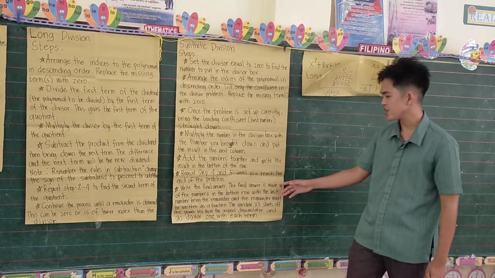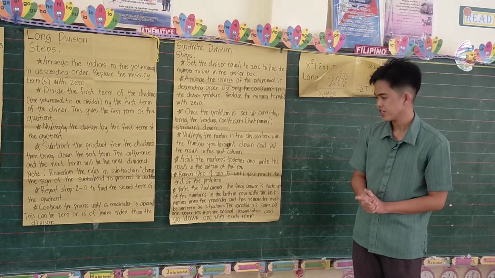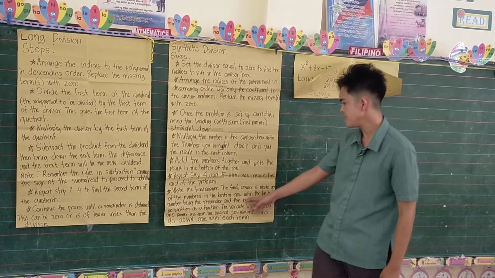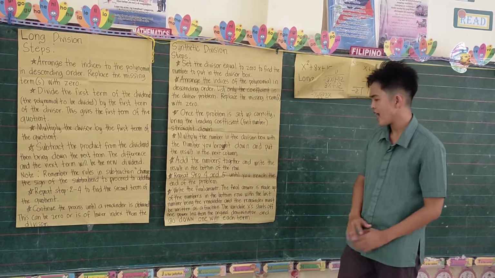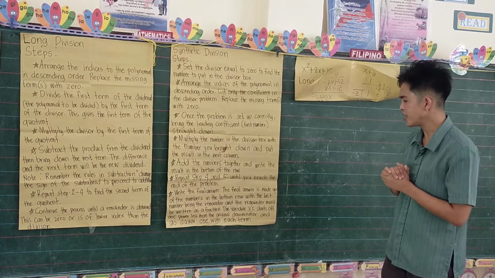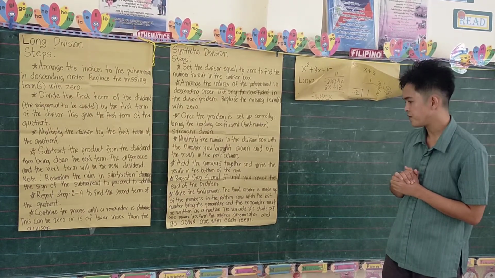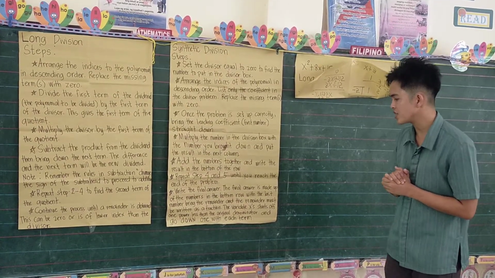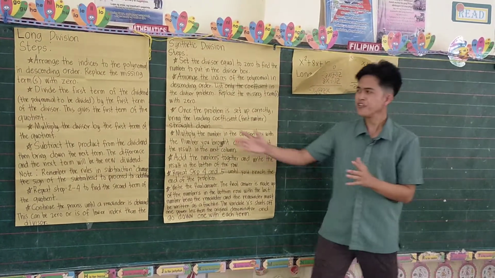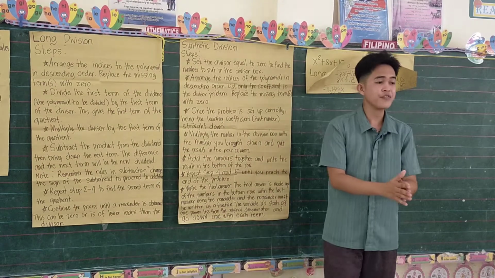The final answer is made up of the numbers in the bottom row with the last number being the remainder, and the remainder must be written as a fraction. The variable x starts off one power less than the original and goes down with each term. So to understand these steps, let us have an example.